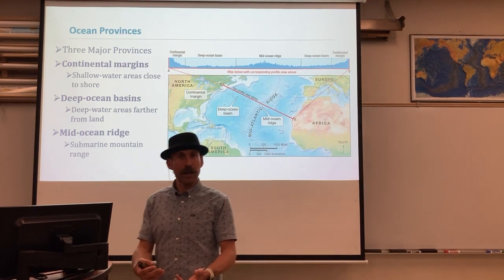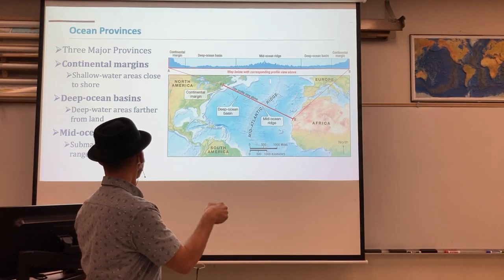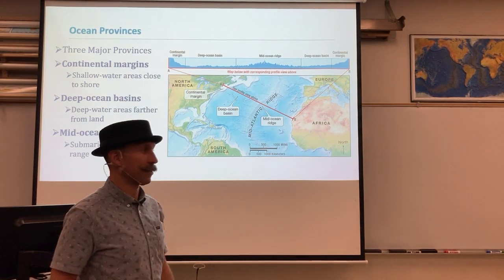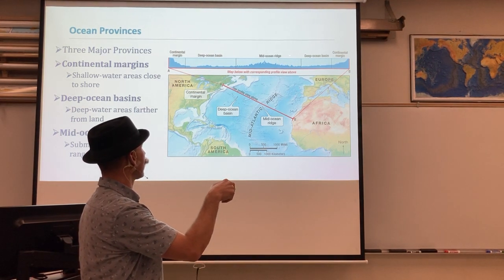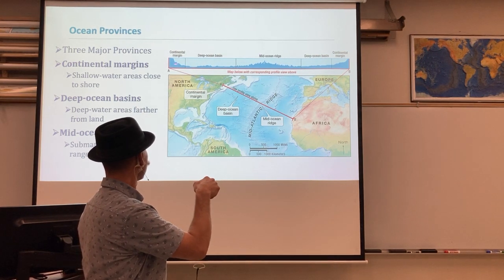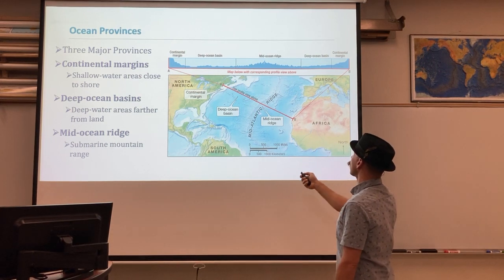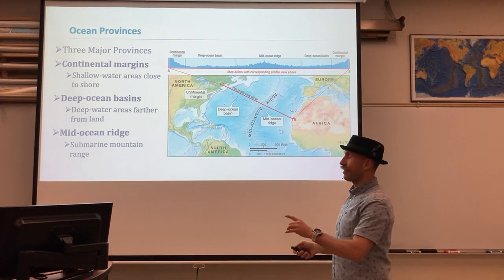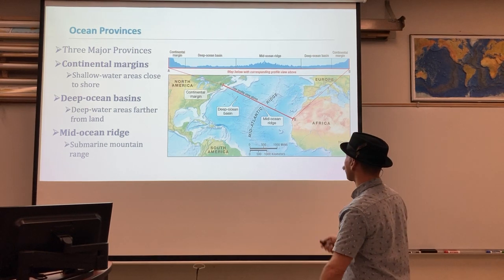From this information, we now know that the ocean has 3 major provinces. The mid-ocean ridge, which we've learned about in plate tectonics, deep ocean basins, and continental margins. And we see this really, really well in the Atlantic Ocean. Classic. Thanks, Atlantic, the Mid-Atlantic Ridge. Textbook. So great for studying.